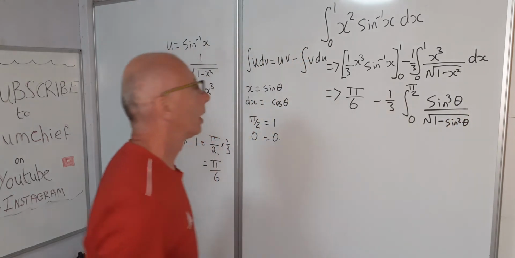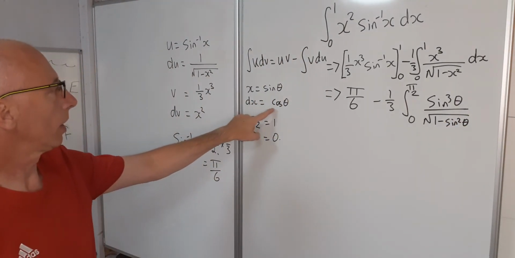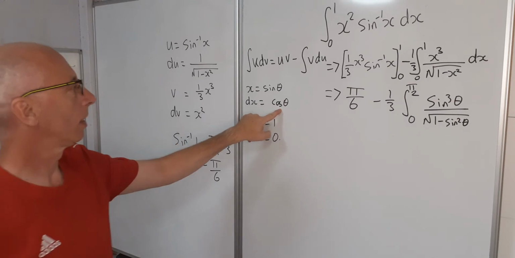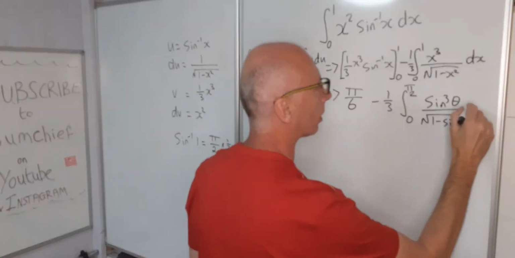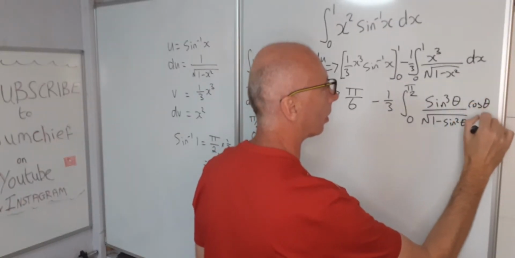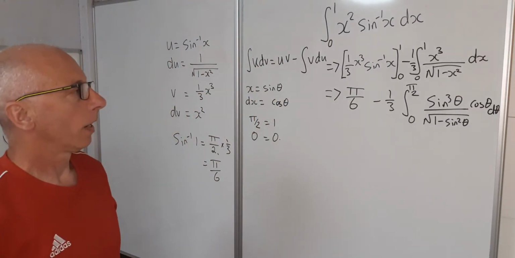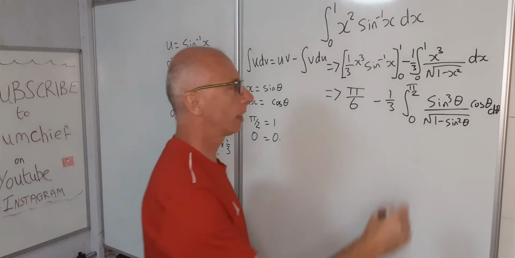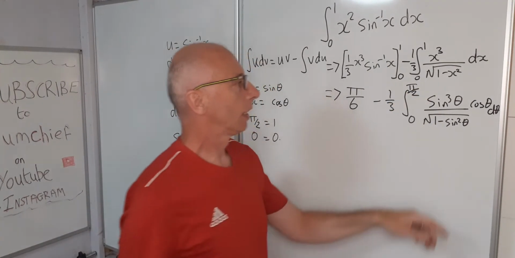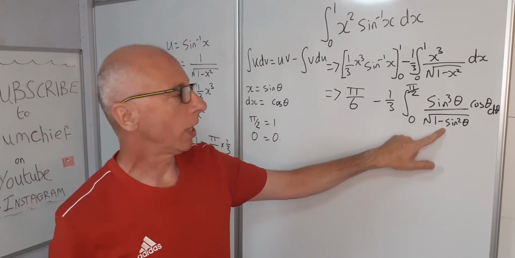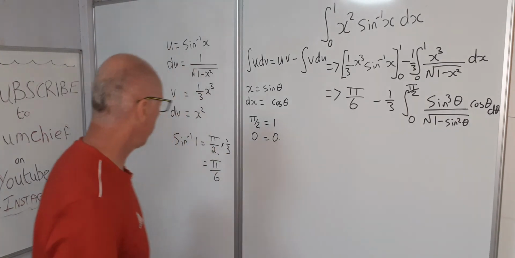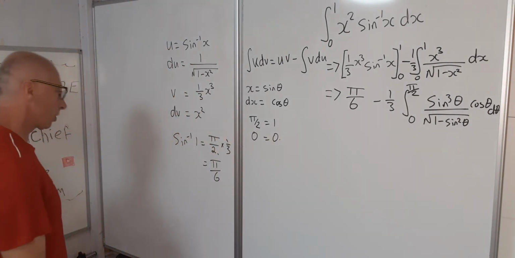Okay, and then the dx is just going to become cosine theta d theta. Just squeeze that in there. Okay, right. Let's just put a line on that. Square root of 1 minus sine squared theta. Well, we know the famous trig identity. Just write that on here.